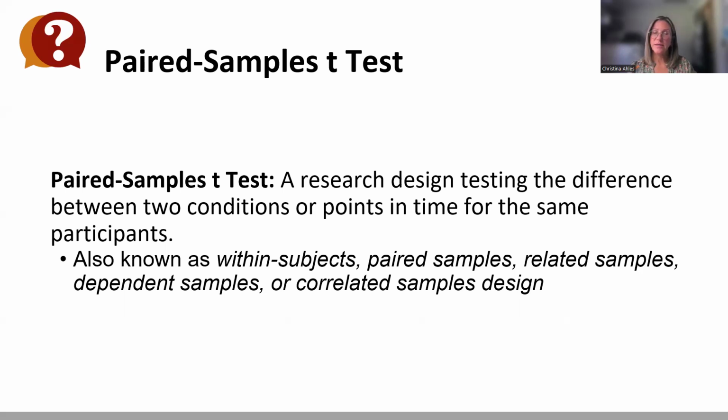The paired samples t-test is known by a lot of different terms. I call it the paired samples t-test because that's what most of the software for statistics uses. But you may also hear terms like the within subjects t-test, a related samples t-test, a dependent samples t-test, a correlated samples t-test, or even a repeated measures t-test. Lots of different terms mean the same thing, but I'm going to specifically refer to it as the paired t-test.